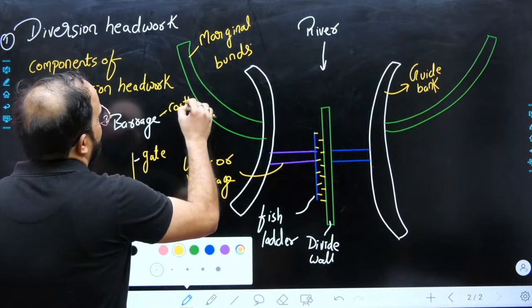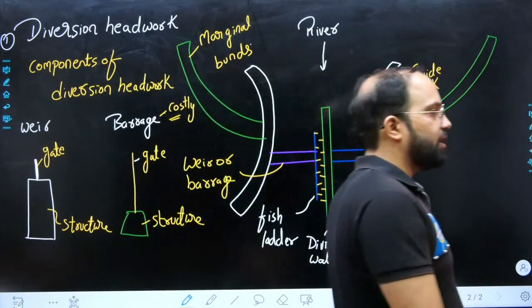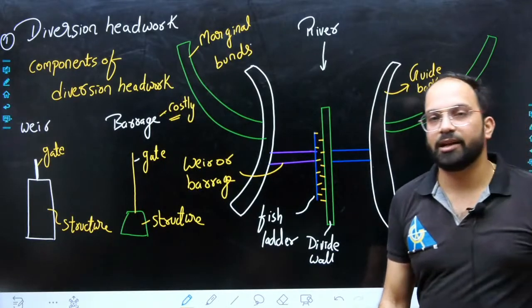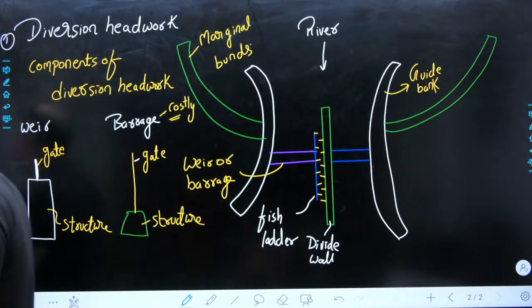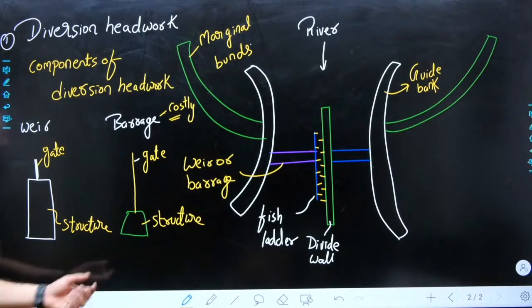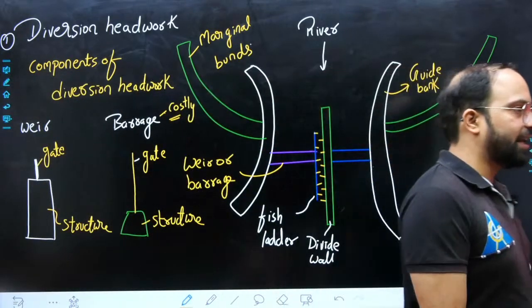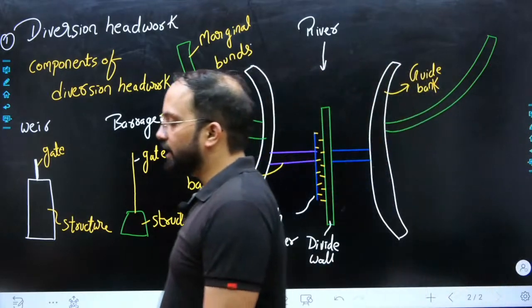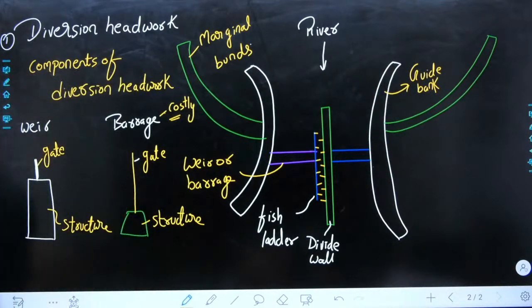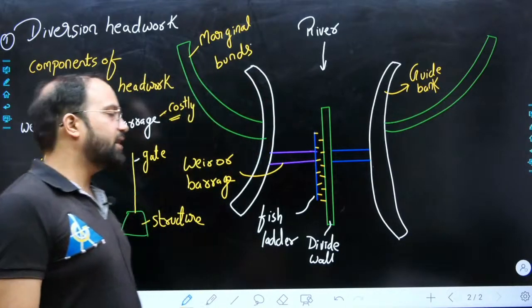So I will say that this is costly. But we have one advantage with the barrage. What is the advantage of providing a barrage? It is costlier than a weir, but there is one advantage. What is that advantage we have in a barrage, and a disadvantage in a weir?